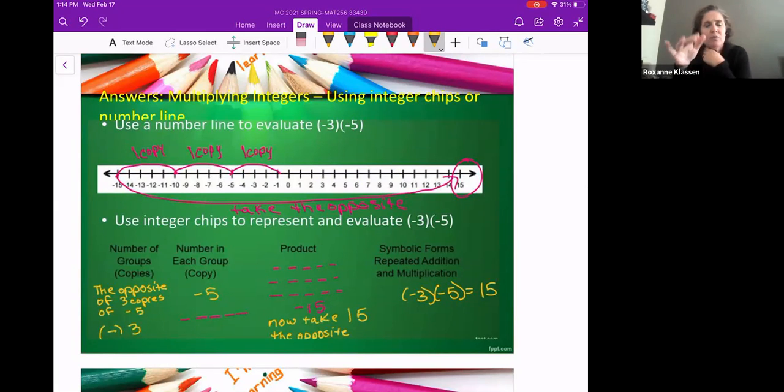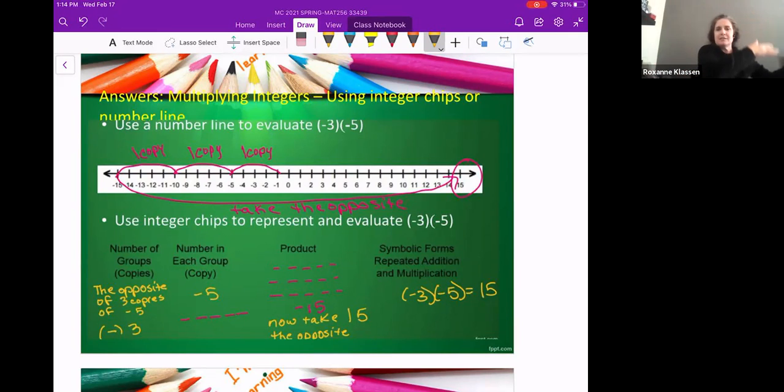How do you take the opposite when you have actual chips? And I don't know where my chips are. They've been eaten or something. I don't know. I'm going to find them after class. If you can imagine, you put out 3 copies of -5. So you have 3 groups with -5 chips in each. So you have 15 red chips on your table in front of you.